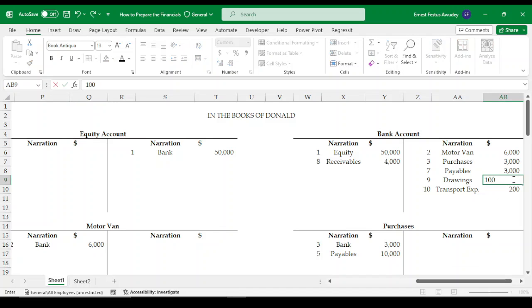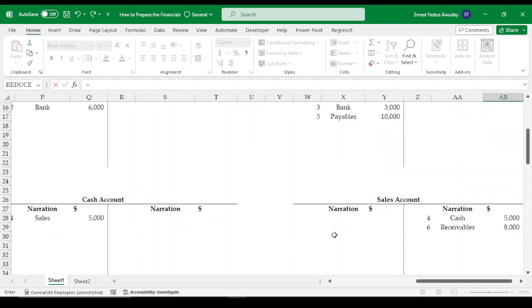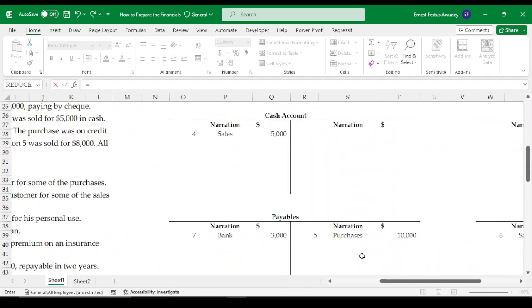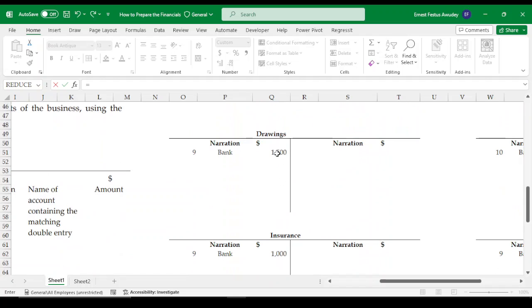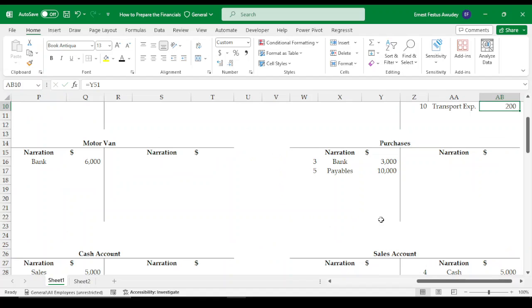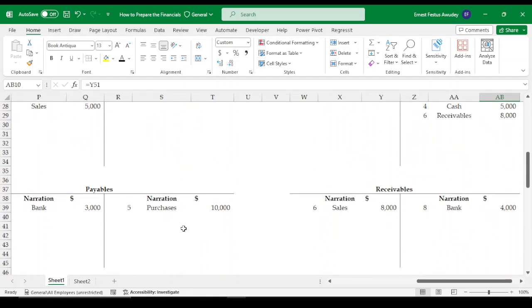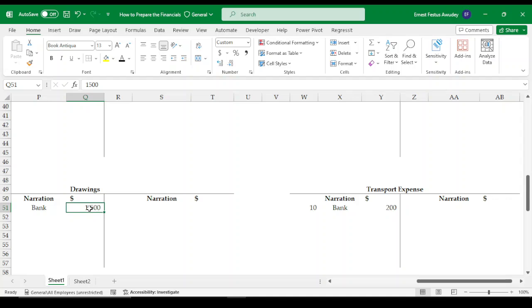So this is supposed to be 1,000 right there. As we can see, because I copied my drawings account, I duplicated it. Changes that I made to the amount have also been reflected here, but that is not supposed to be the case. So I'll come here and reselect the amount 1,000, because the drawings we made were only 1,000. Therefore, I'll come to my drawings account and change this amount to 1,000 right there.